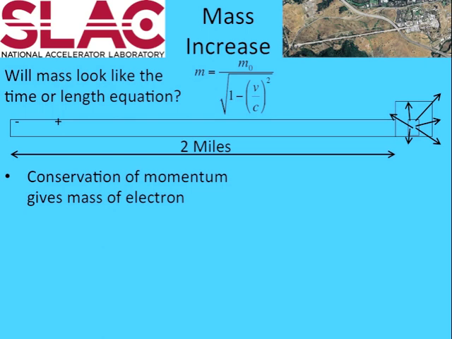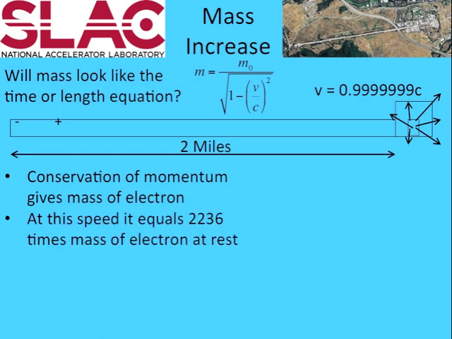We can use conservation of momentum to get the mass of the electron. At that speed, by adding up all the momenta of the pieces that went flying, just doing a conservation of momentum equation like we did in class, we would find that the mass of the electron is 2,236 times the rest mass of an electron. That's more than the mass of a proton. So there's using the equation to confirm that.